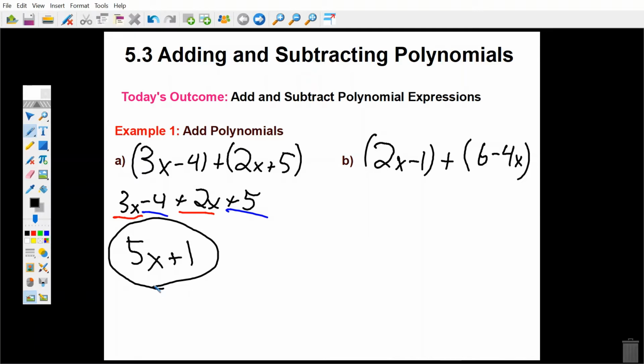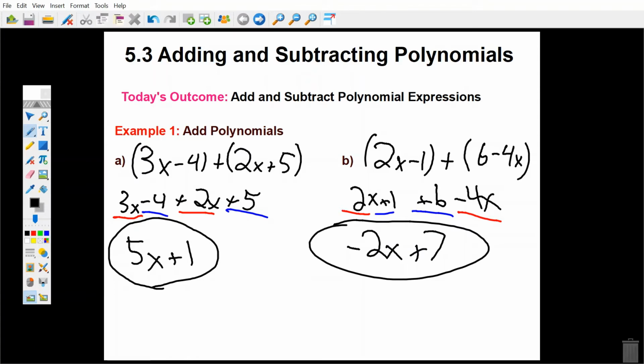In part B, we have 2x minus 1 plus 6 minus 4x. Once again, I have a plus sign, so nothing in this set of brackets will be affected. So I rewrite it with the brackets dropped. Now I'm looking for like terms. I have a 2x and a negative 4x and a positive 1 and a positive 6. Now I'm going to combine my like terms. 2 minus 4 is negative 2x. And for the numbers, 1 plus 6 is 7.